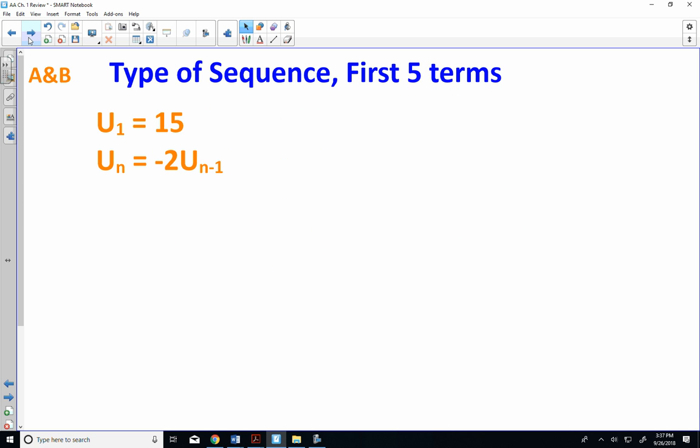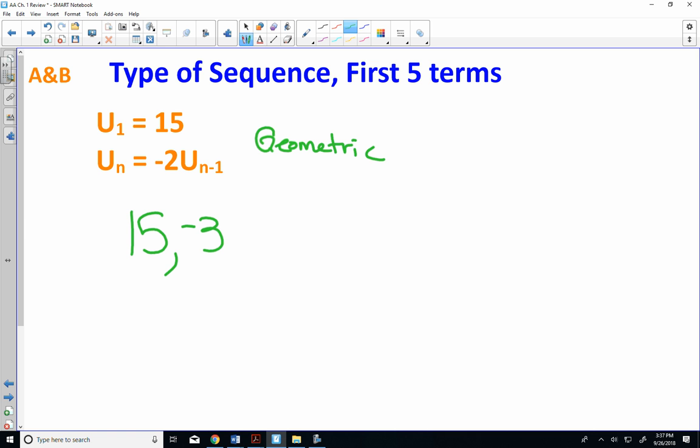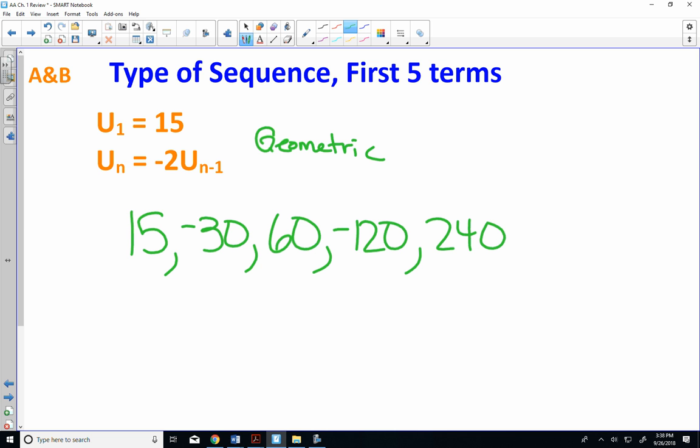All right, looking at this next one, writing the first 5 terms here, we are just multiplying by a -2. So therefore we are at a geometric sequence. First term is 15, then it's going to be a -30, then a +60, a -120, and a +240. And there we have the first 5 terms.